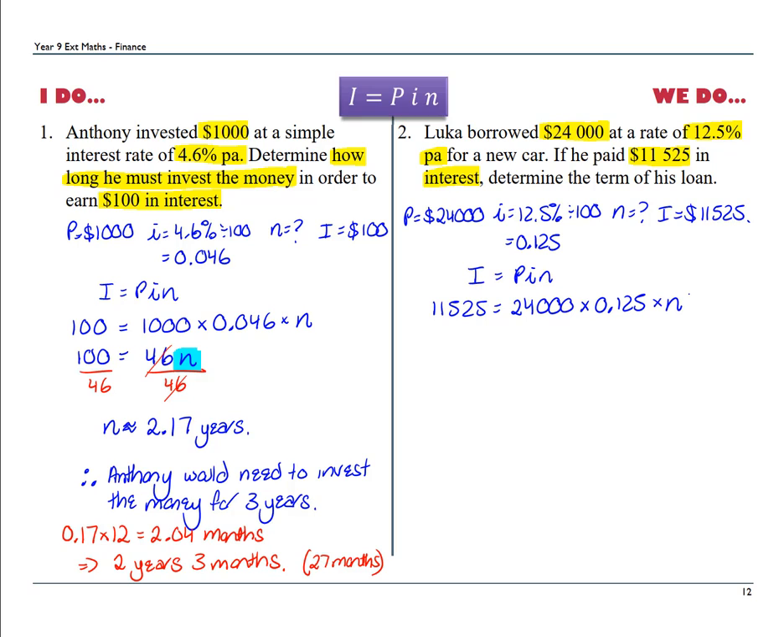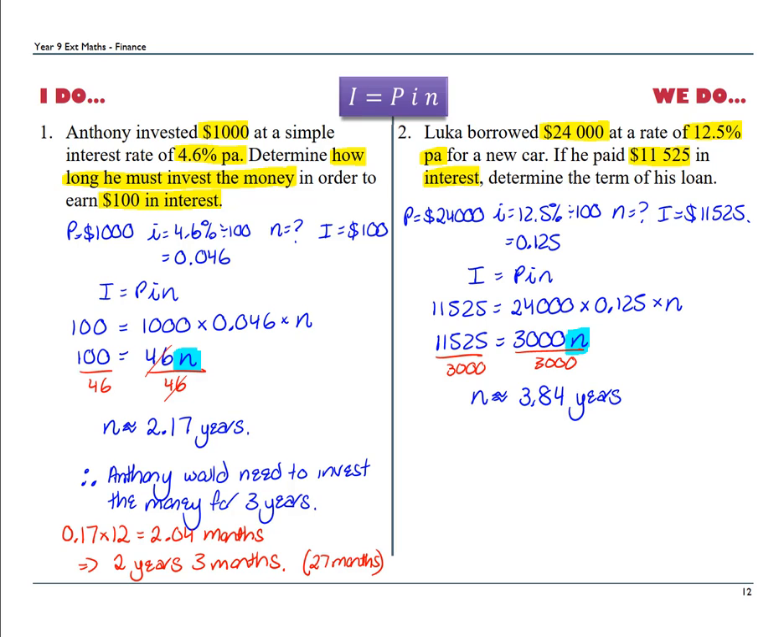24,000 times 0.125 is 3,000. So you have 3,000N. To get that N on its own, it's being multiplied by 3,000. So we do the opposite and we divide both sides by 3,000. So 11,525 divided by 3,000 gives us approximately 3.84 years.